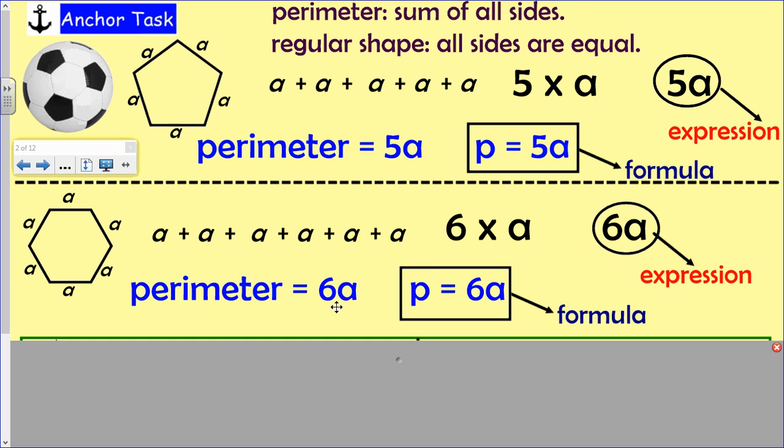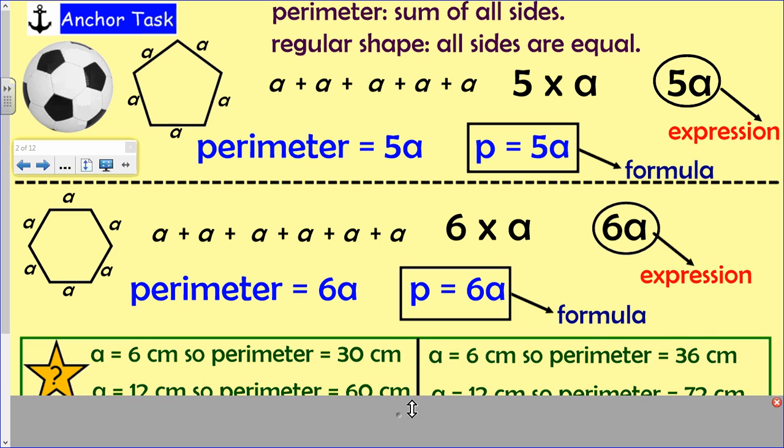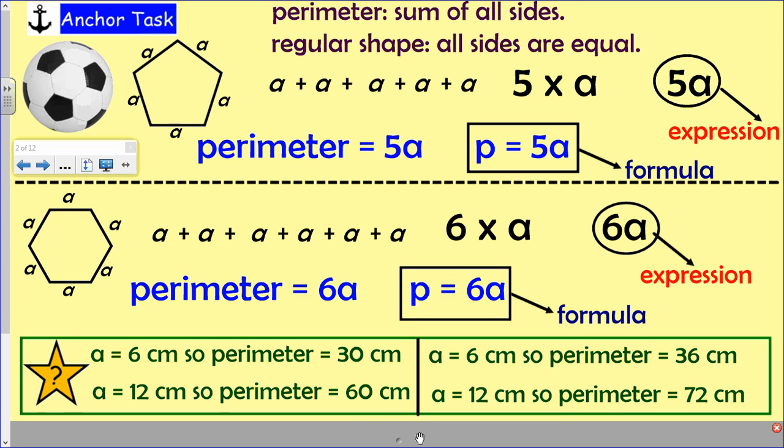So here we get to the formula bit. The perimeter equals 6A. So our formula can be written as this. P for perimeter equals 6A. P is perimeter, A is whatever the value is of one side of this shape. We don't know what A actually is yet. Okay, in the challenge then, we did know what A was.